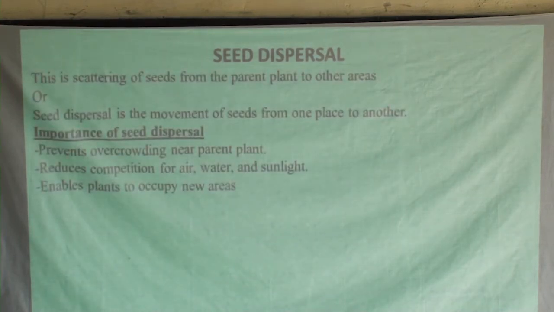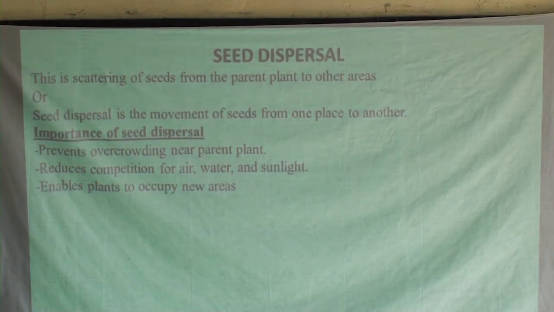Seed dispersal simply is the scattering of seeds from the parent plant to other areas. Or seed dispersal can simply mean movement of seeds from one place to another. So we are going to see how the seeds move from one place to another. They move in different ways, okay? Before looking at methods of seed dispersal, you can simply look at the importance of seed dispersal. Why should the seeds be dispersed, moved from one place to another?